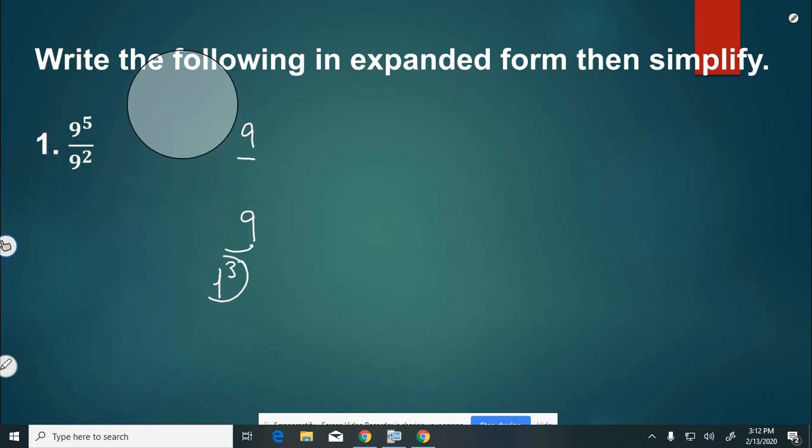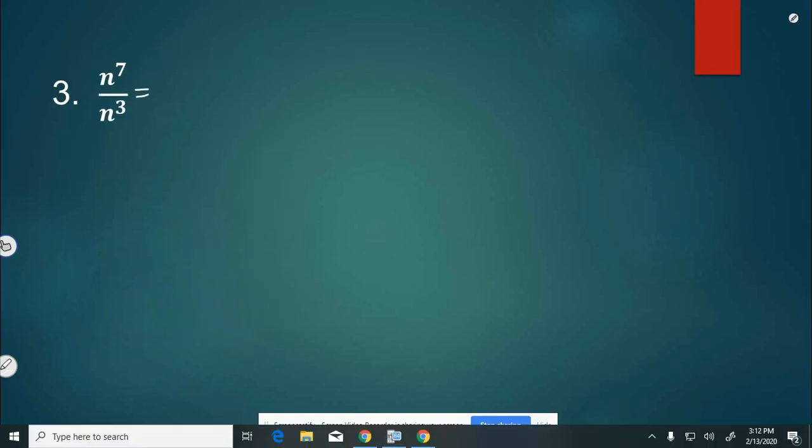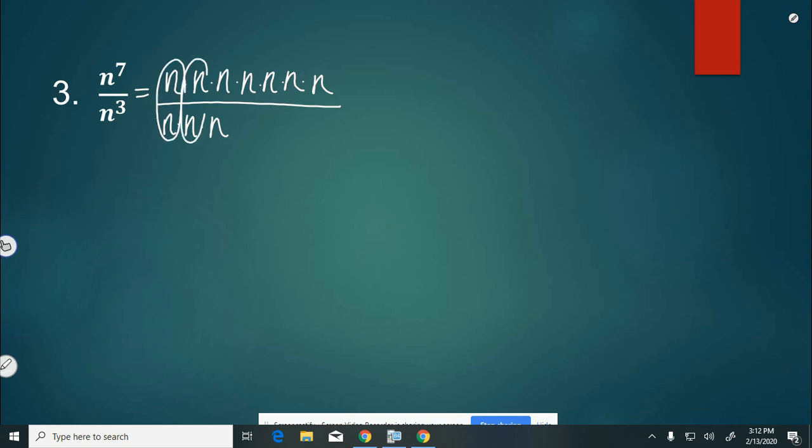Let's try another one. Number 3, same thing but with some variables. So n to the 7th is n being multiplied by itself 7 times. And n to the third is n being multiplied by itself 3 times. And again, just like with the numbers before, n divided by n is just 1. So it's like 1 times 1 times 1 times n times n times n times n. And again, the ones aren't going to affect the actual answer, so I can simplify it to n to the fourth.